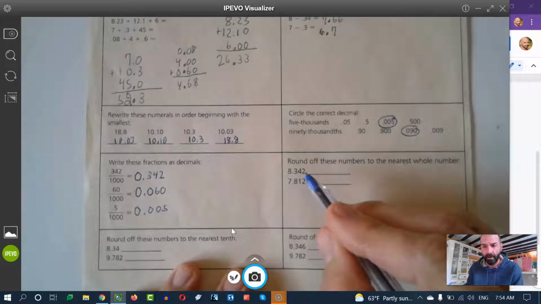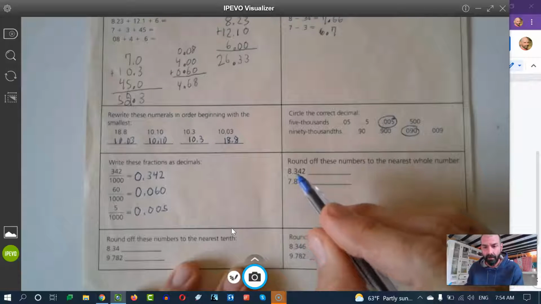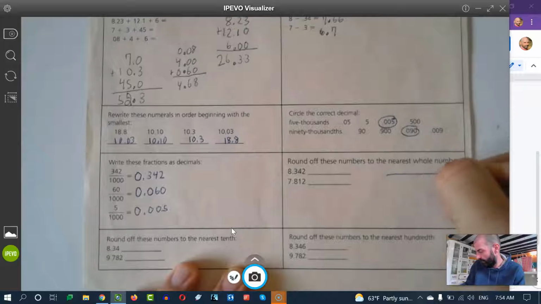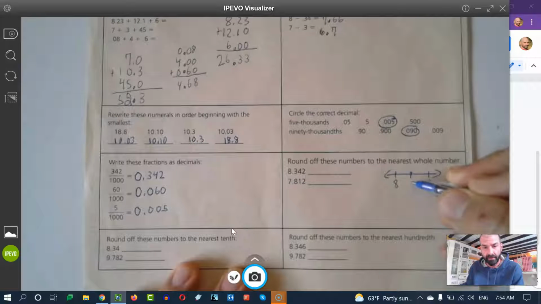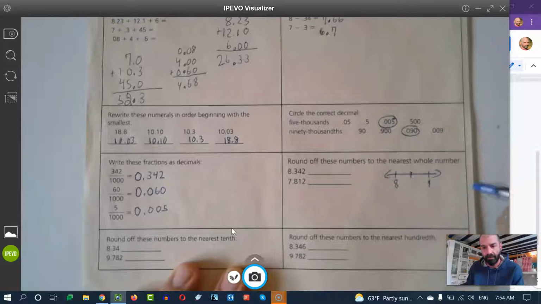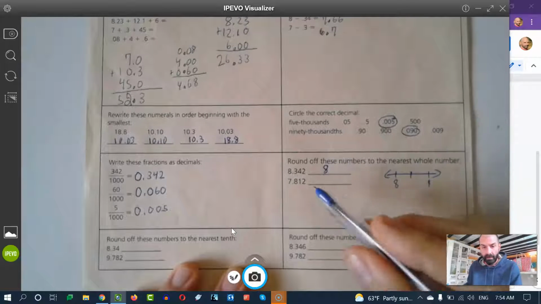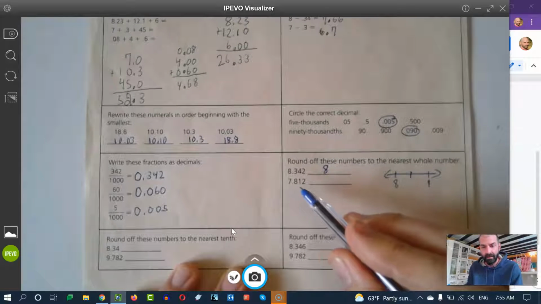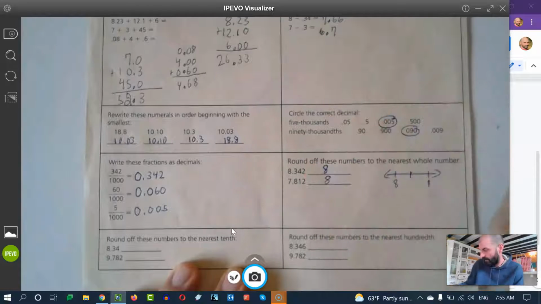So we have 8 and 342 thousandths. Well, this number is in between 8 and 9. So if I had that number line, and I have 8 here and I have 9 here, we all know that right in the middle is 8 and 5/10, or 8 and 500 thousandths. Okay, this is 8 and 342 thousandths. Well, 342 is to the left of that half, and so that means the closest whole number is 8. Looking at this one, we're in between 7 and 8. This is past 7.5. It's 7 and 812 thousandths, so that is closer to 8 as well.